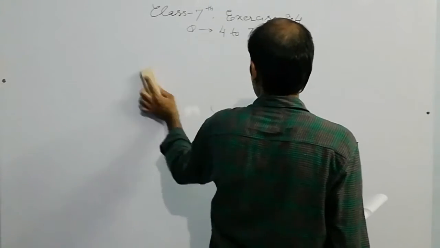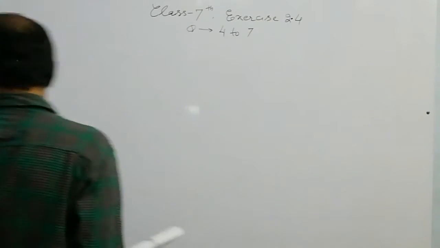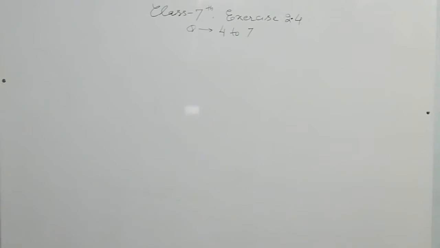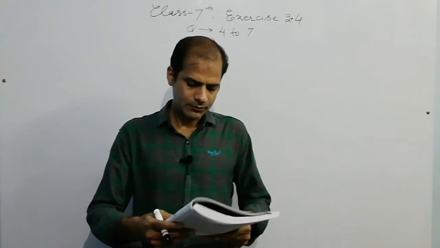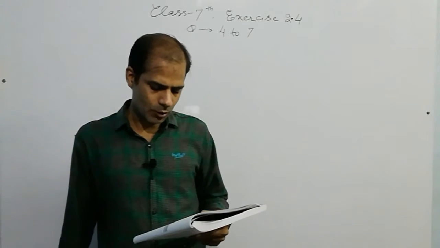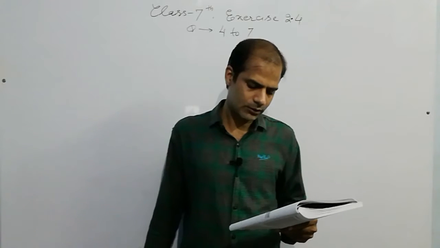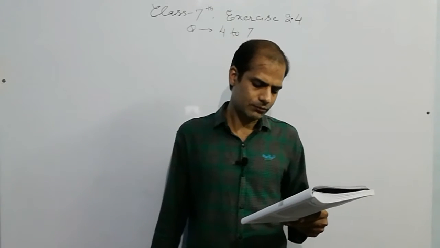Next question is the fifth question. The product of a fraction and the sum of 2 3/4 and 3.5 is 5. Find the fraction.